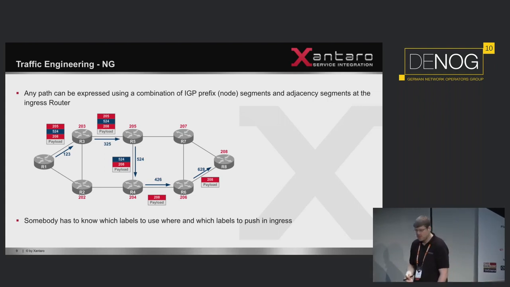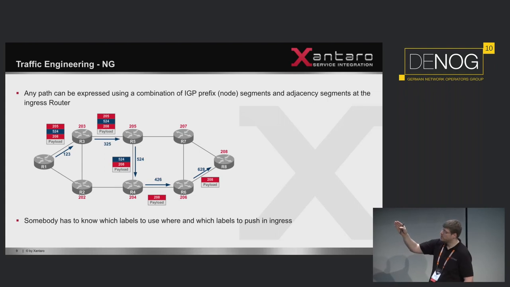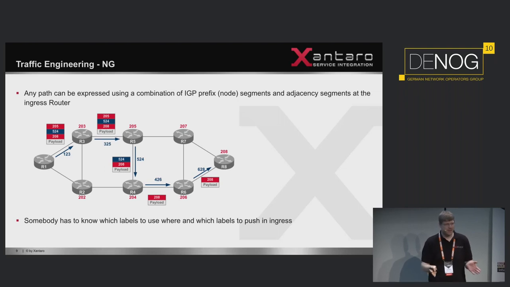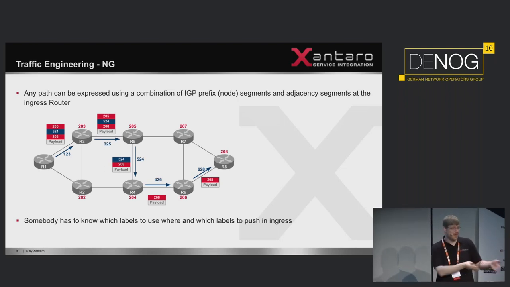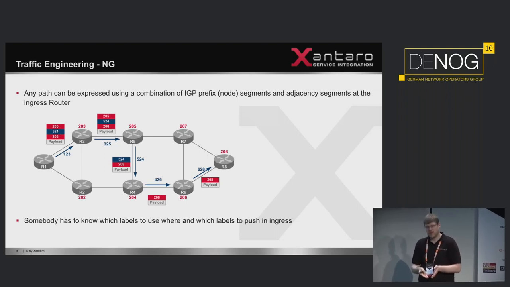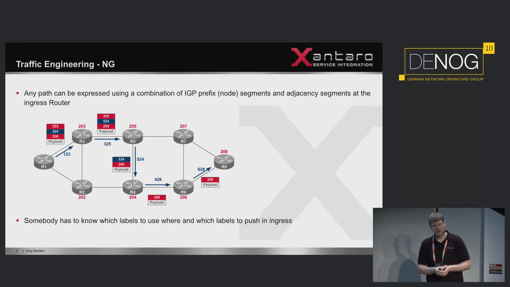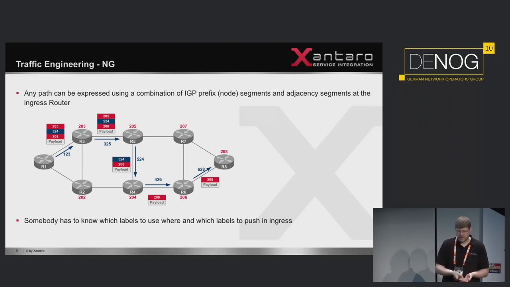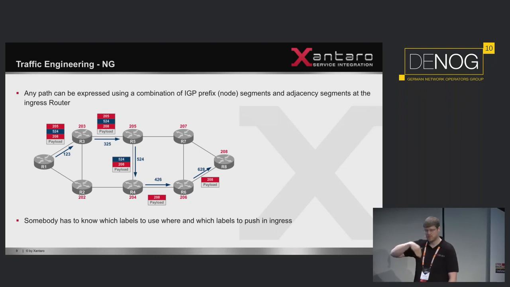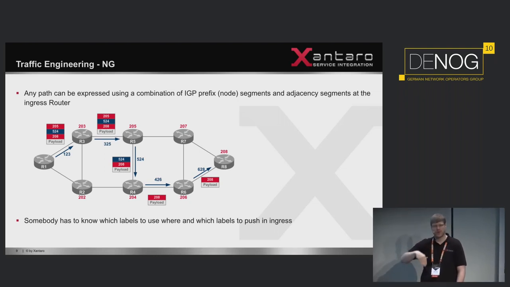By stacking these three labels on top of our packet on ingress, we can steer traffic through our network without any of the intermediate nodes having any forwarding state, besides obviously building the label FIB. But none of them is involved in keeping state for this traffic engineering tunnel or whatnot. All of the state and all of the policy stuff is more or less done on the ingress node. There's no state for that LSP, so don't get me wrong there. It's the policy stuff. One of the big challenges is somebody has to know which labels to actually use and to push on the ingress packets in order to achieve what you actually want to achieve.